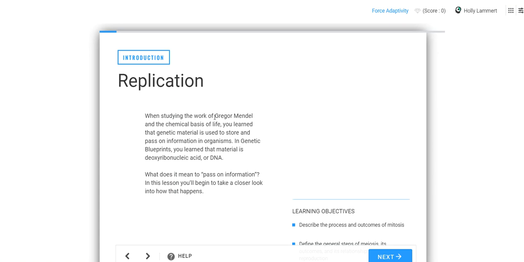Replication. When studying the work of Gregor Mendel and the chemical basis of life, you learned that genetic material is used to store and pass on information in organisms. In genetic blueprints, you learned that material is deoxyribonucleic acid, or DNA. What does it mean to pass on information? In this lesson, you'll begin to take a closer look into how that happens.